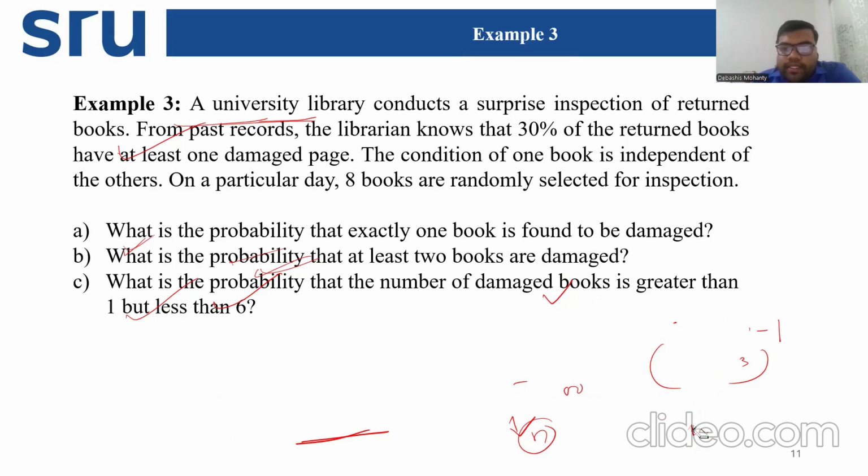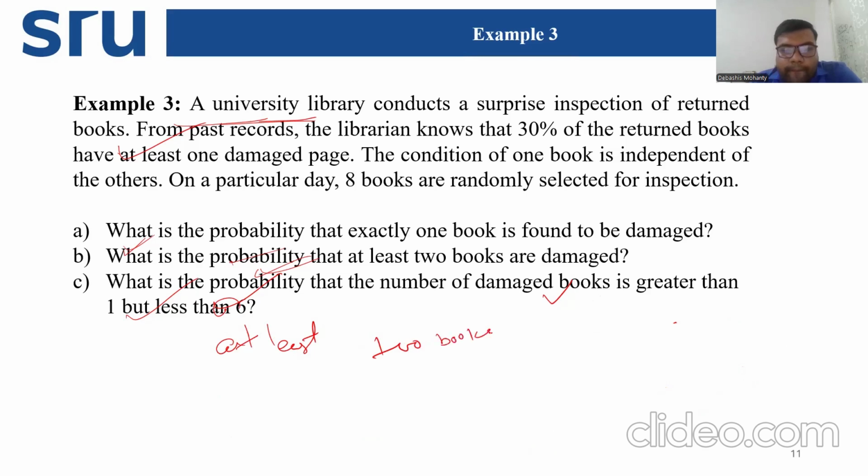So now let's see the second question. What is the question asking about? The question is asking, what is the probability at least two books. At least two books means we need to calculate the probability of x at least two. There is also at most two, another case. So at least two means what we need to calculate? X greater than or equal to two. That value we need to calculate.